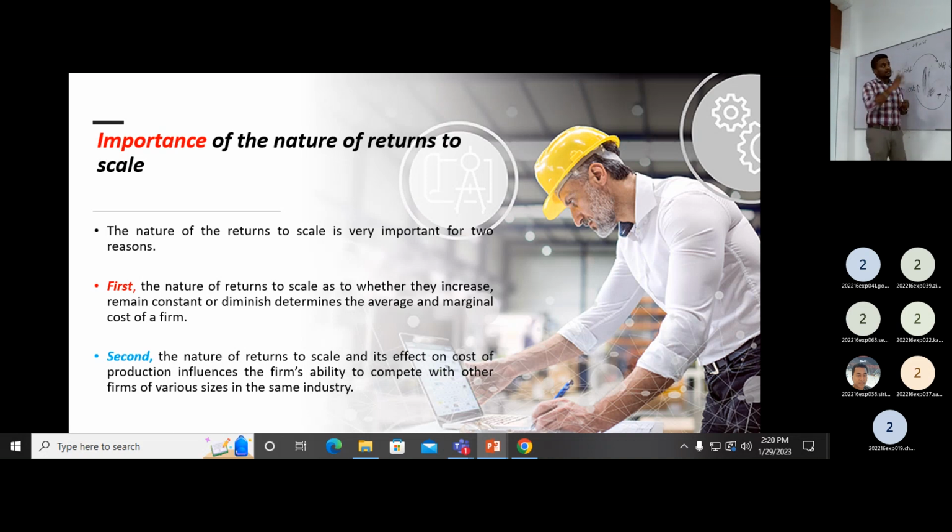So this is why the return to scale is very important. First, you need to have an idea about what will happen to your cost structure when you're experiencing increasing and decreasing return to scale. Then, based on this cost structure, how it impacts your market price to position your product in the market. Clear? Okay. This is why the nature of return to scale is important.